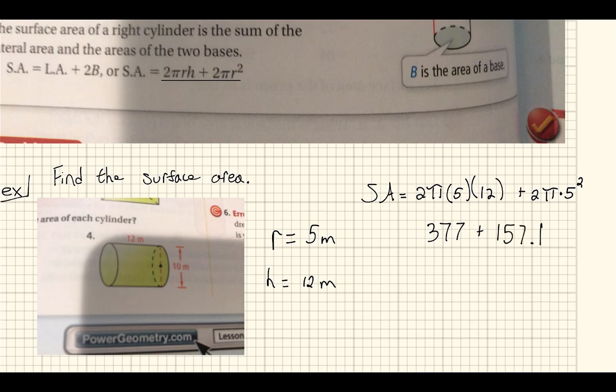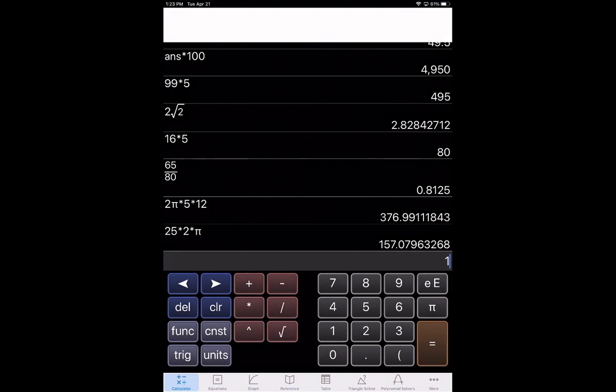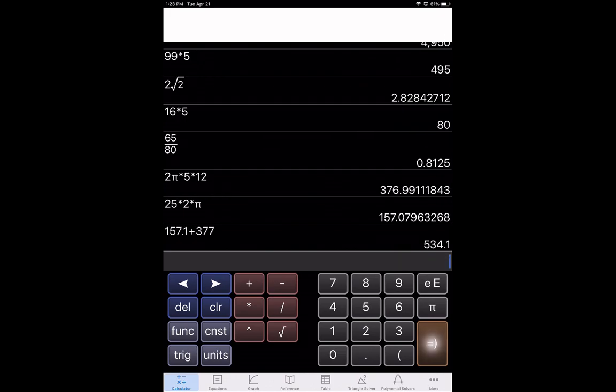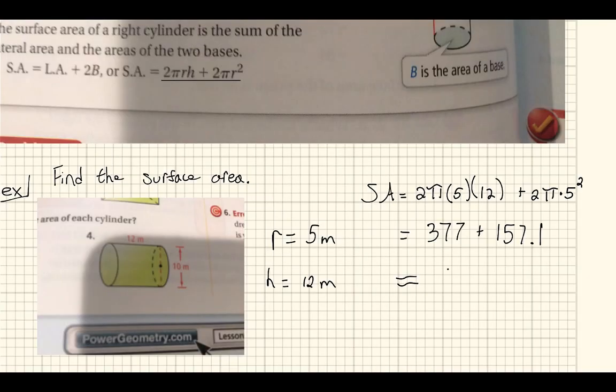If we add that to 377, is it 377? Plus 377 gives me 534.1. 534.1, and that was in meters. So meters squared for that cylinder.